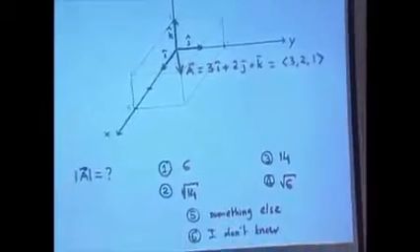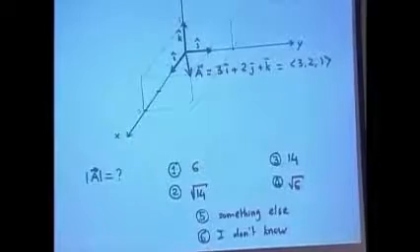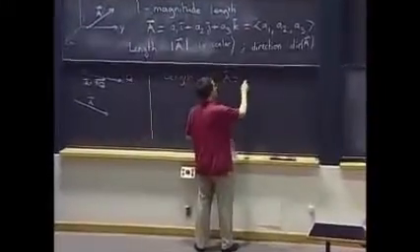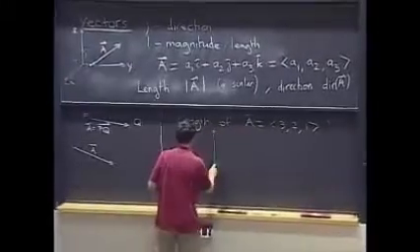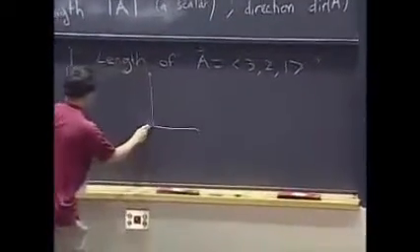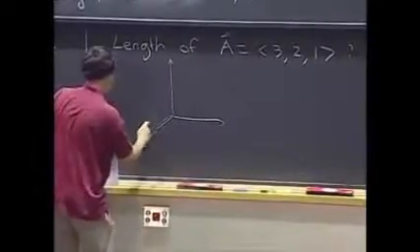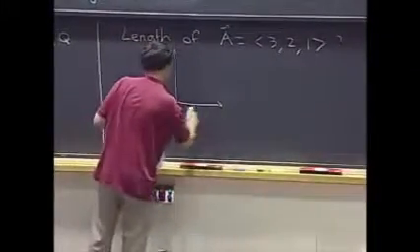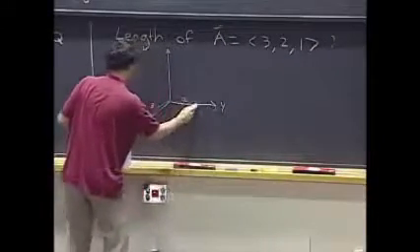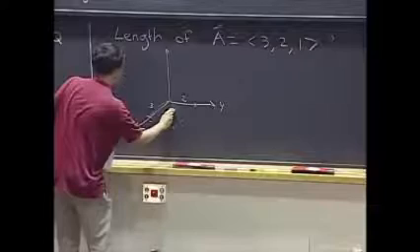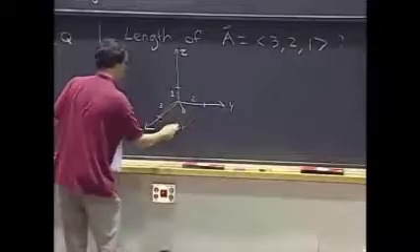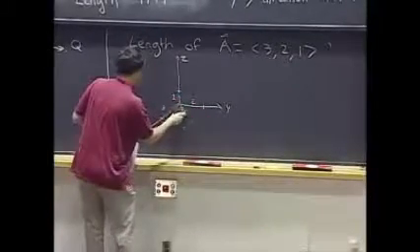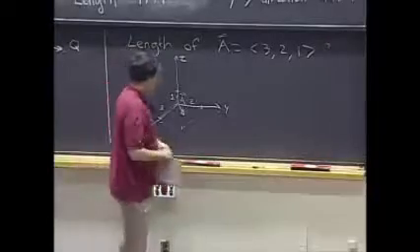So let's see. How do we find the length of the vector 3, 2, 1? This vector A comes towards us along the x-axis by 3 units. It goes to the right along the y-axis by 2 units. And then it goes up by 1 unit along the z-axis. So it's pointing towards here. That's pretty hard to draw. So how do we get its length?